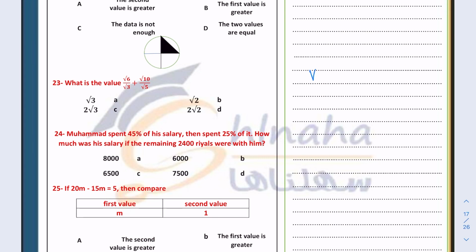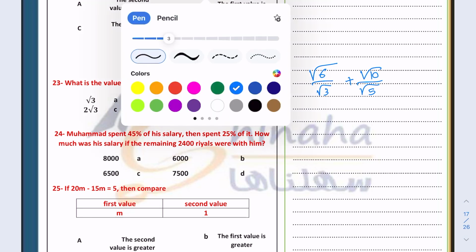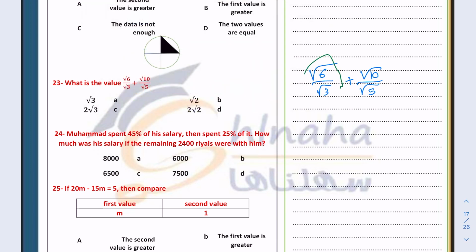Simplify. Radical 6 divided by radical 3 plus radical 10 divided by radical 5. The first technique I have to use is to divide. I will write radical 6 divided by 3 is 2, plus radical 10 divided by 5, which is 2. Radical 2 plus radical 2 equals what?